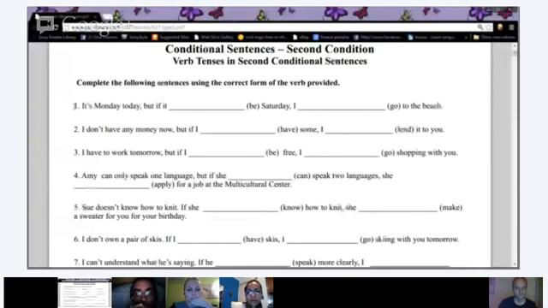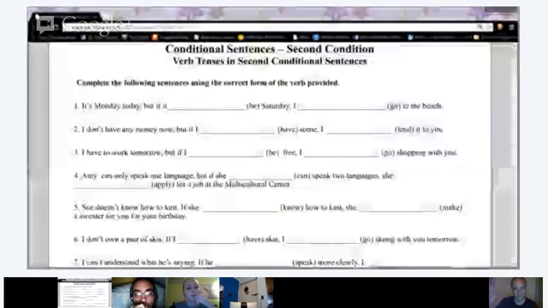It's Monday today, but if it was Saturday, I could go to the beach. I don't have any money now, but if I had some, I could lend it to you. Good. I would lend it to you. Nice. Okay, numbers 3 and 4, please.